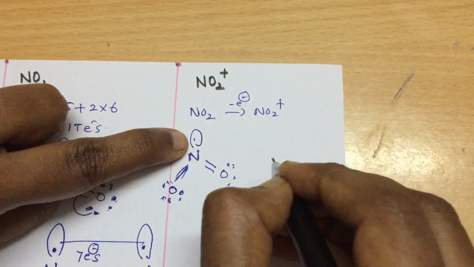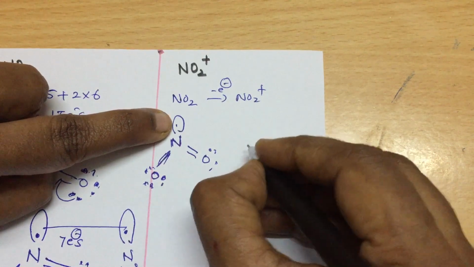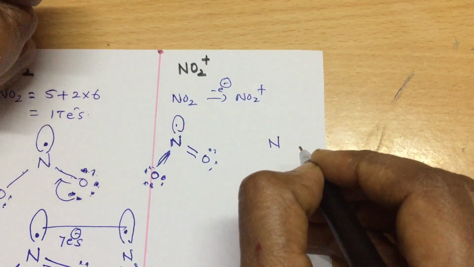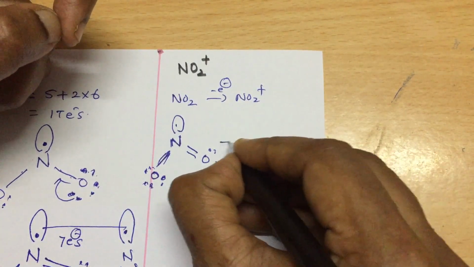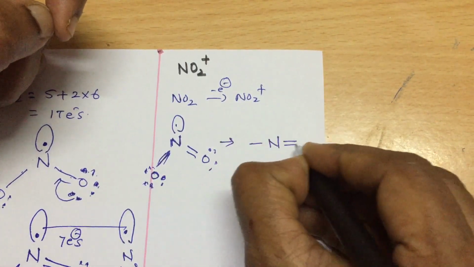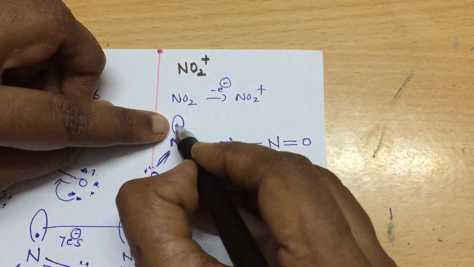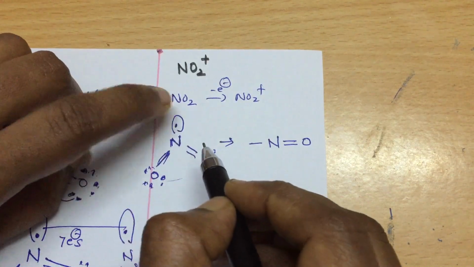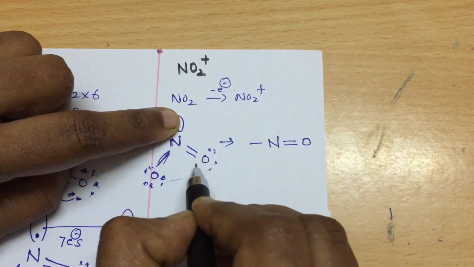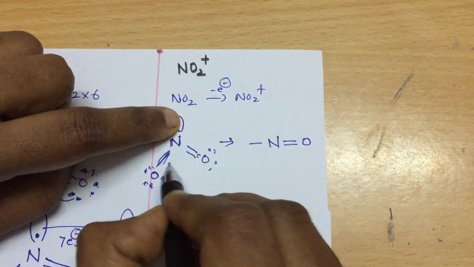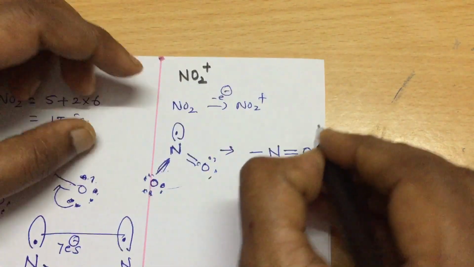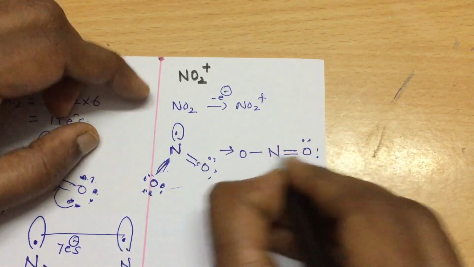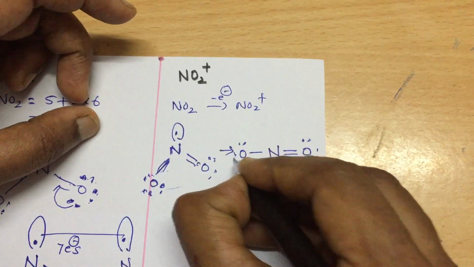If I remove the electron, what will happen? This orbital will vanish, right? If I remove this electron, this orbital will vanish and the structure will become straight. For the existence of this orbital only, it had taken this shape. After removing this electron, there will not be any orbital. We have to allot space for this only. What is the symmetrical shape for a two orbital system? This only. So this is NO2 plus.